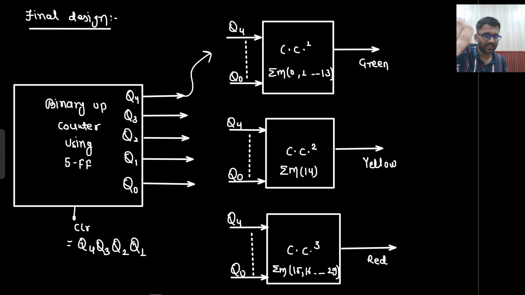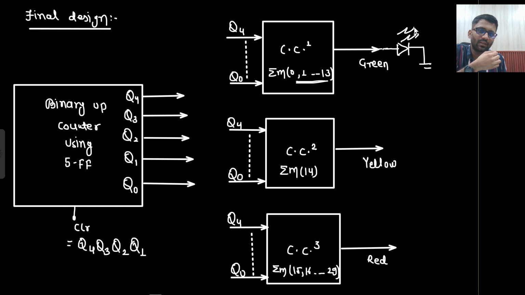Then we have the combination circuit. What are they doing? If these bits are fed to it, then they generate output 1. Minterms 0 to 13 should be fed. If these minterms are fed, then they will generate output 1. And if they generate output 1, it will give a green light. So this light should be green. What I am going to do is that this should also be clocked. So here, this is my clock.